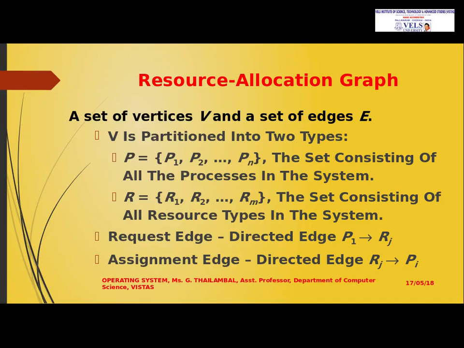What is a request edge? Whenever a process is requesting a resource, that is, if Pi is requesting a resource Rj, where I is the set of processes and J is the set of resources, then that edge is called a request edge. What is an assignment edge? When a resource Rj is allocated to the process Pi, then it is called an assignment edge.